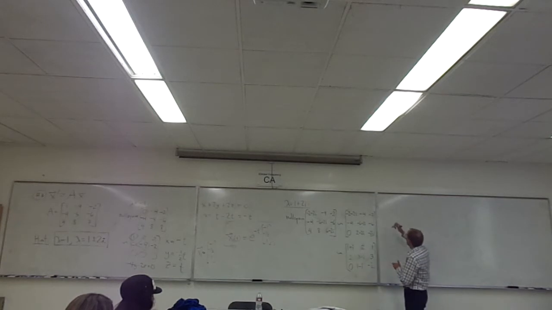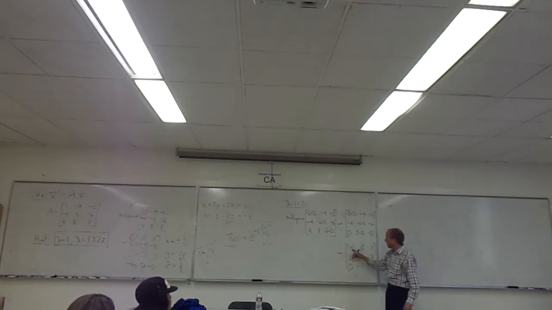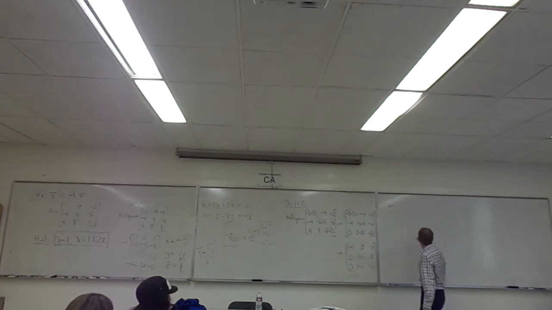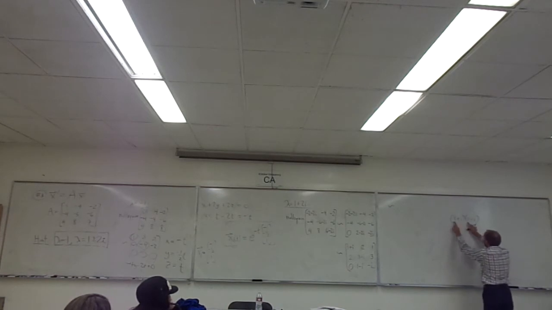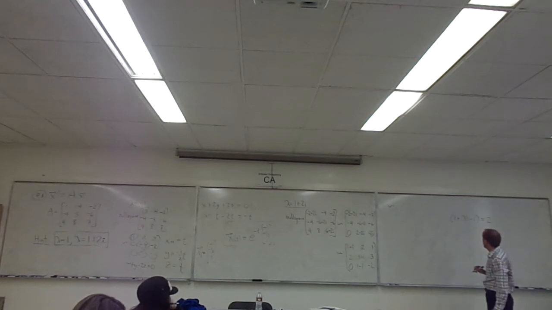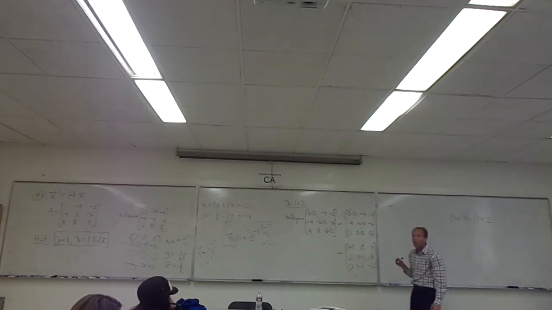What you can do here, if you wanted to, is there is a relationship between 2 and 1 plus i, which is that if you multiply 1 plus i by 1 minus i and FOIL it, you get 1 minus i plus i minus i squared, which is another plus 1. This actually equals 2. So, for example, I could multiply the first row through by 1 minus i. Let's just do that real quick.